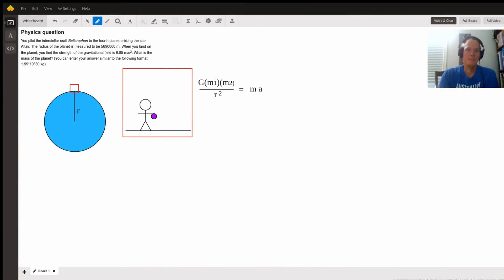I like this problem. It's out of this world. It's kind of fun, right? So we found ourselves on a distant planet, and we need to figure out the mass of this planet. Without giving away the answer, I'm going to show you how to do a problem like this.